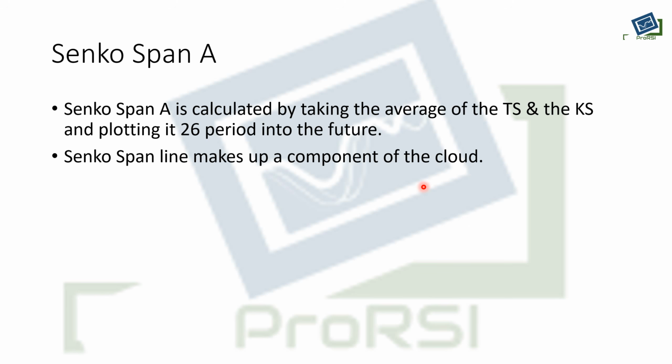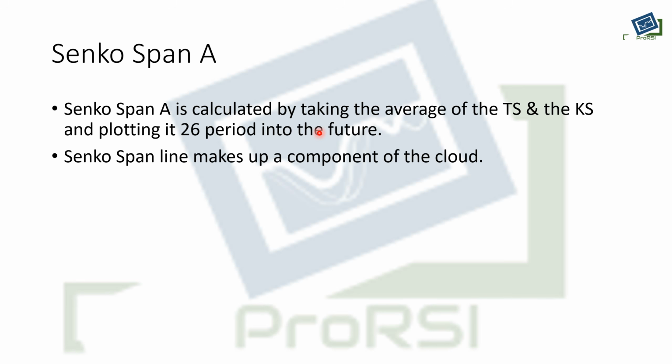Now let's get back to our topic, and we'll discuss Senkou Span A. What is Senkou Span A? Basically, how it's calculated is interesting, because the calculation gets a little bit more involved. Senkou Span A is calculated by taking the average of the Tenkan-sen (TS) and the Kijun-sen (KS) and plotting it 26 periods into the future.